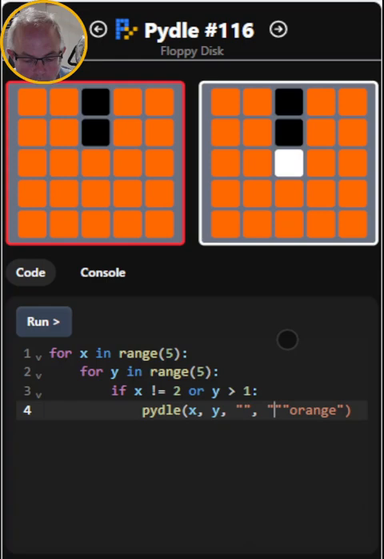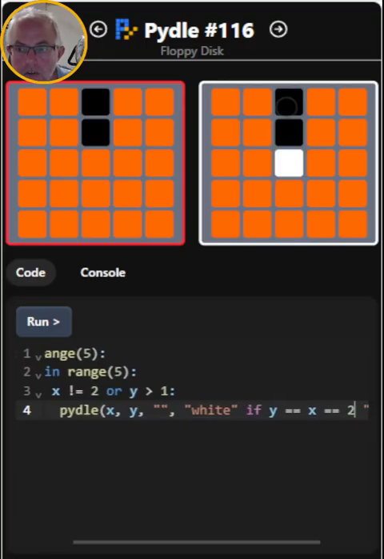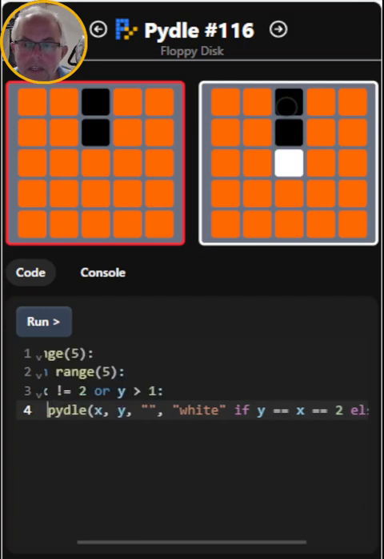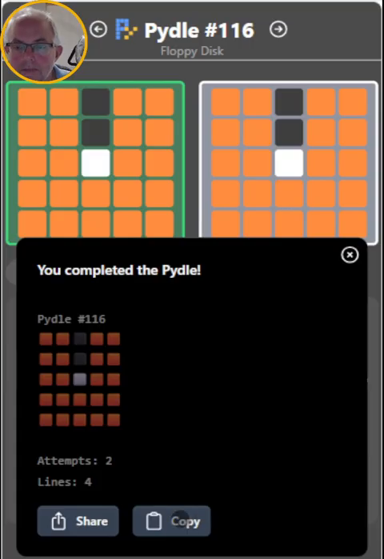So we say white if, and that just happens to be where x and y both equal... Oh, it's 2. So 0, 1, 2 for y, 0, 1, 2 for x. So now we can just use chained comparison. So if y equals x equals 2, else orange. Okay, and that solves the Pydle.